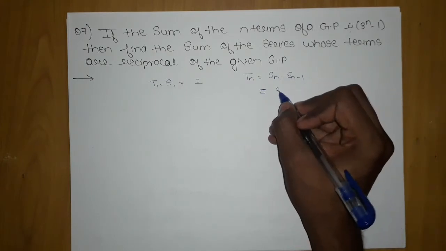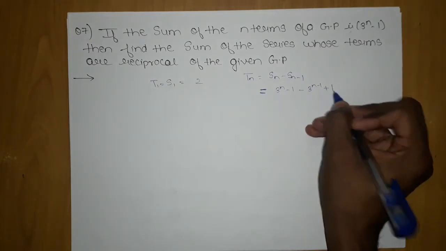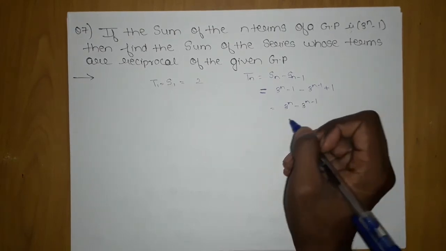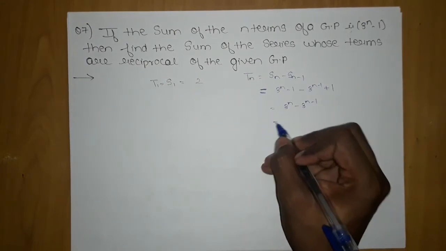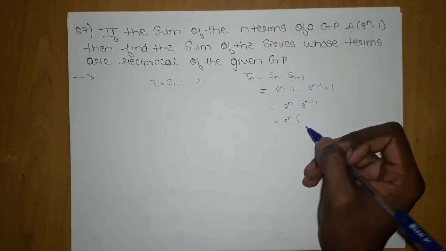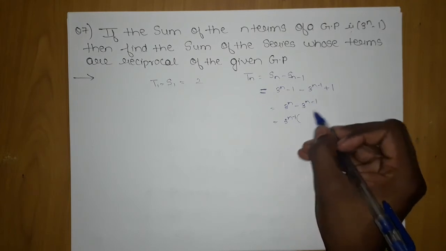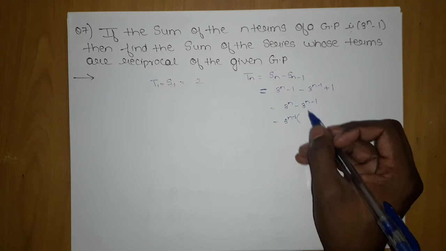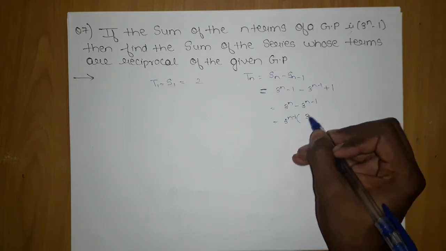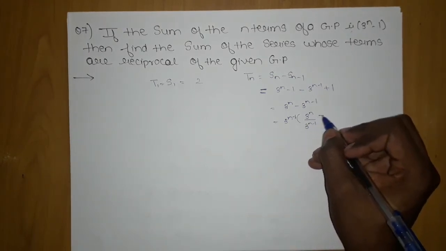Here Sn is 3 power n minus 1. What will S(n minus 1) be? 3 power n minus 1 minus 1. Minus means plus 1. So what I have is 3 power n minus 3 power n minus 1. If I take 3 power n minus 1 common, I want to make it simple, it will be 3 power n upon 3 power n minus 1, so minus 1.